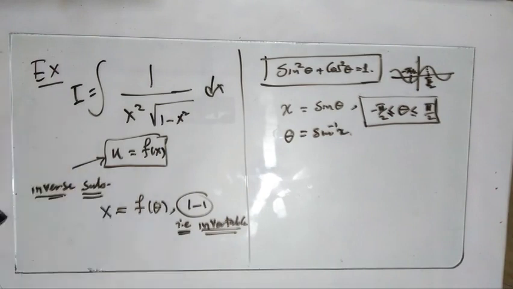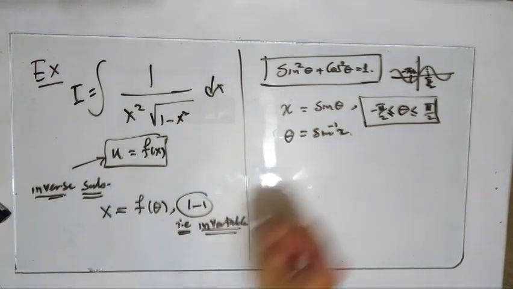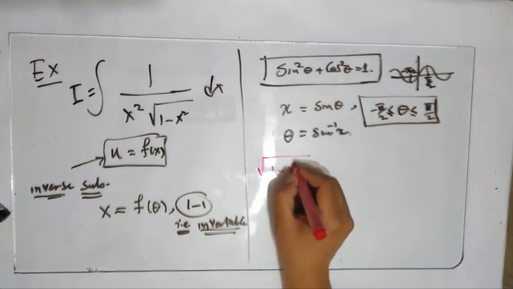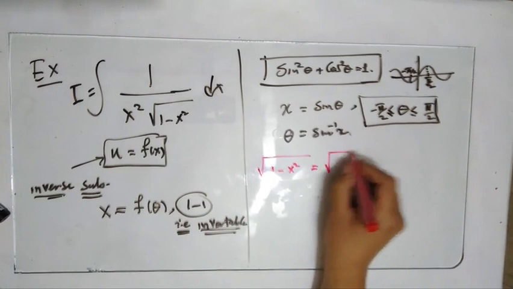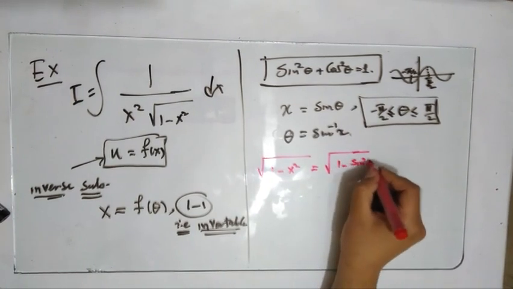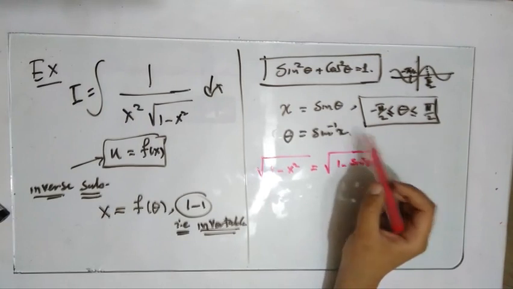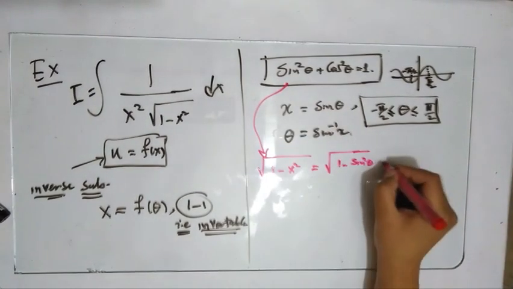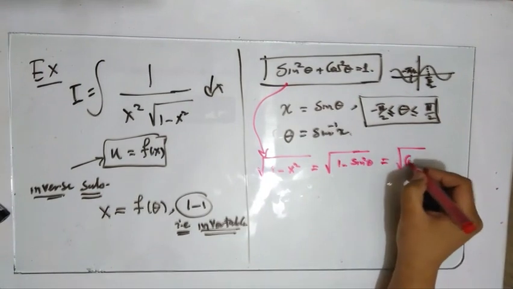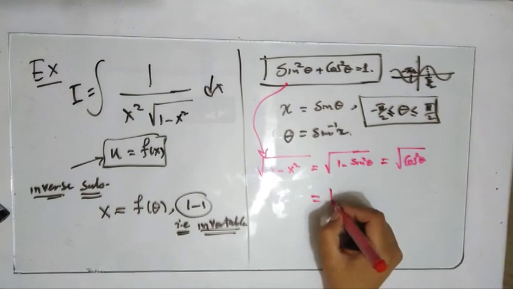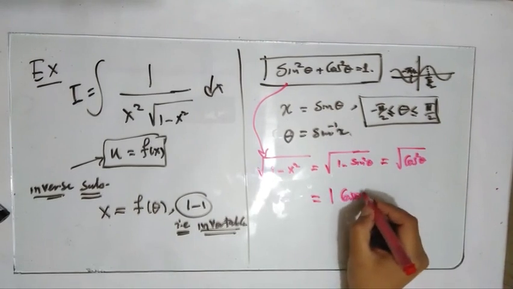We're looking for this substitution to get rid of this square root. So let's calculate the square root of 1 minus x squared. It is going to be the square root of 1 minus sine squared theta. Now we can use this relation here. It will be the square root of cosine squared theta, which equals the absolute value of cosine theta.